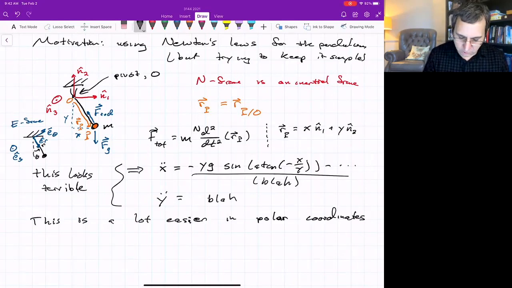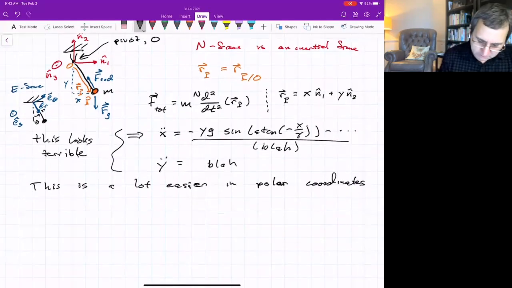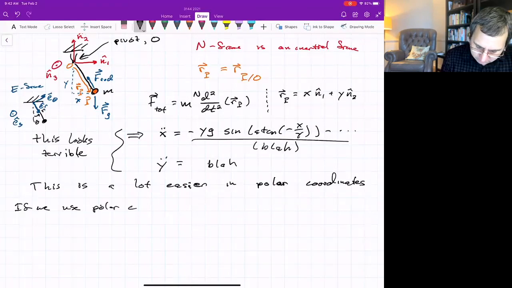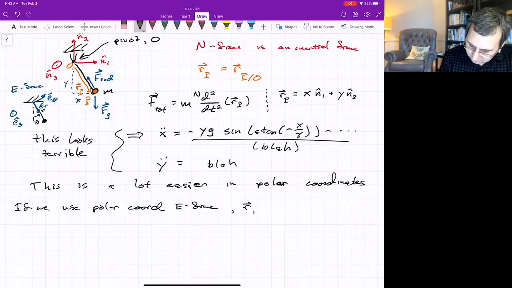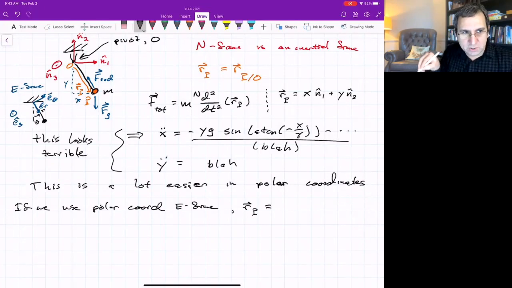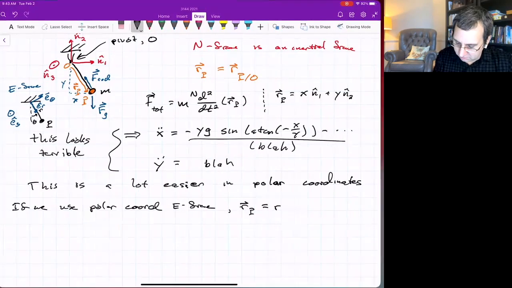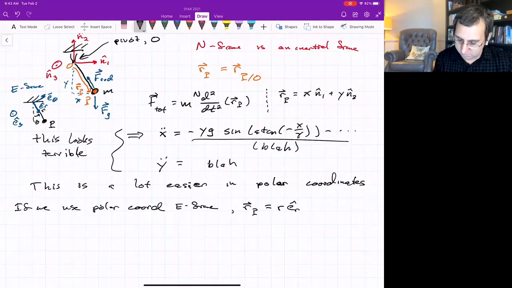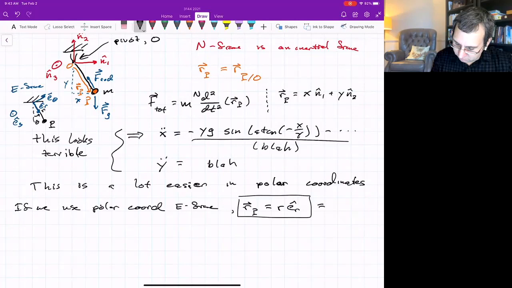All right. So if we use this polar coordinate E frame, then the location of the particle can be written relatively easily because the E_R direction always tracks where the particle P is. So we would have a scalar R in the E_R direction. And I might just refer to this as R. I'll drop the subscript P because I think we all get it.